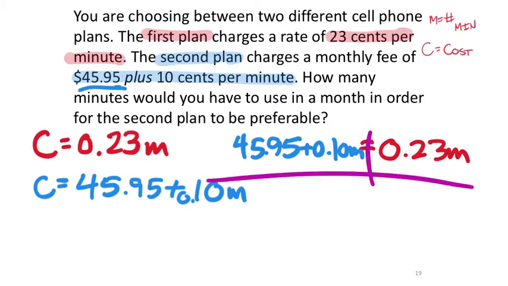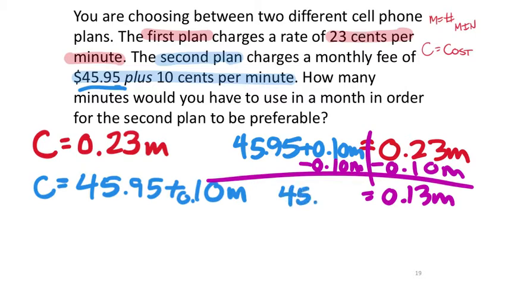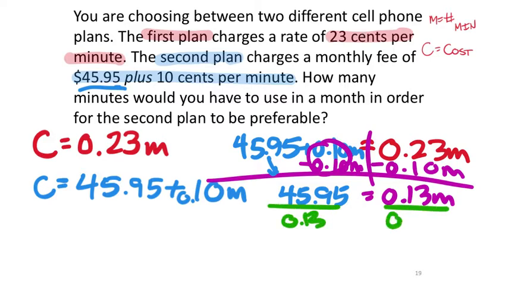Now again, this is just going to tell you when they're equal, right? So I'd say subtract 0.10m from both sides. That'd be 0.13, 13 cents per minute, for $45.95. And this can be interpreted, by the way. So we drop this, and this stuff's zeroed out. That's good. Last thing here, to figure out the minutes, divide both sides by 13 cents per minute, which is the difference in cost between the minutes of the plan. So that's number of minutes.